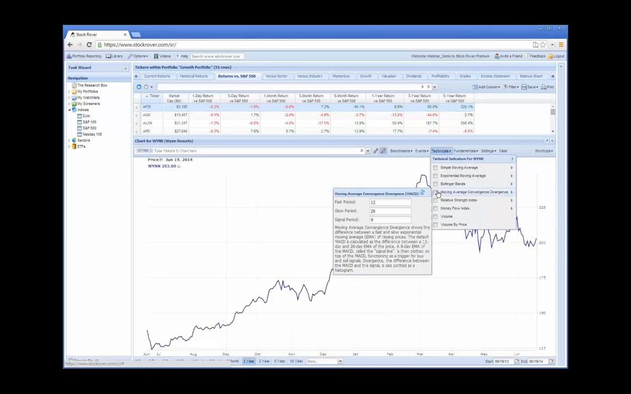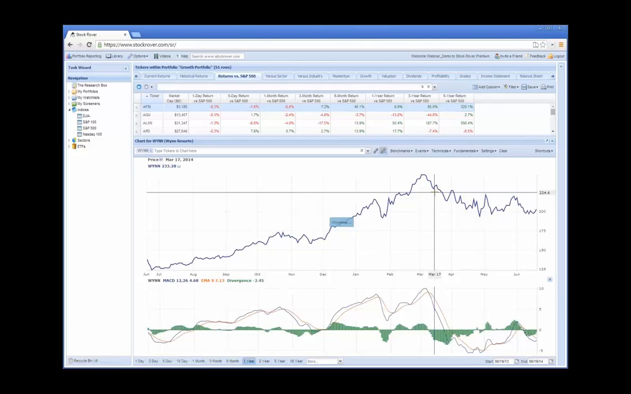This is one of the slightly more complicated ones to explain and get the hold of. But basically it's another momentum indicator, and it's trying to signal when the trend of the stock is changing. The default periods we use are a 12-day fast period, a slow period of 26 days, and a 9-day signal period. And I'll show you what that means when I select it.